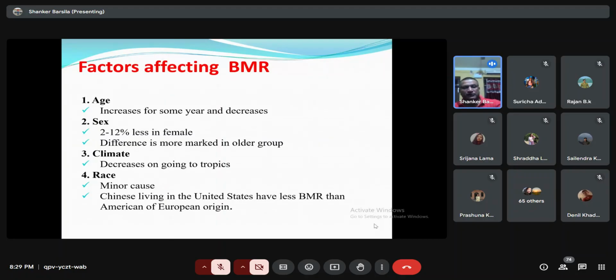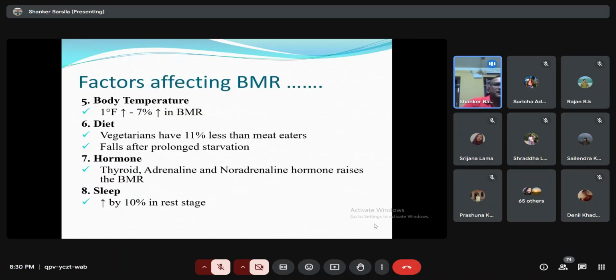And if you go to high altitude, the BMR would also be reduced because food intake and appetite are generally reduced. Then the BMR also depends on the race and origin of the people. This is sometimes expressed as a minor cause of the factors affecting BMR. There are claims that Chinese living in the United States have a lower BMR than Americans of European origin. It is a minor cause, but there are some. It is one example.